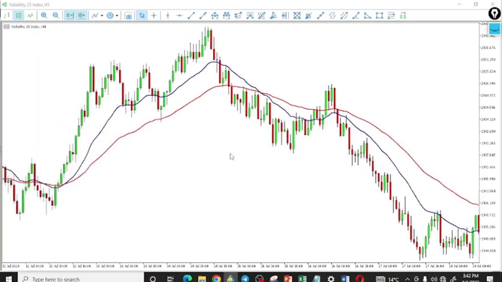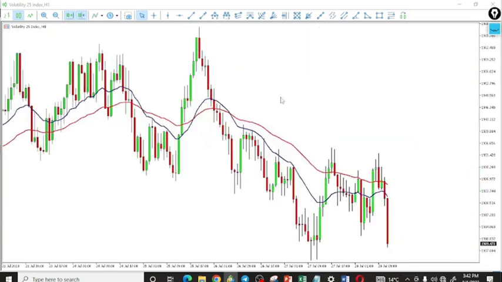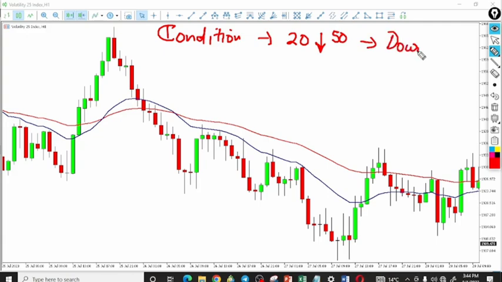So now let's look at our strategy itself. Our first condition is that we want to see the 20 period moving average being below the 50 moving average, and this way we know that we are in a downtrend. And if we are in a downtrend, automatically we are looking to sell, and you know that, right?